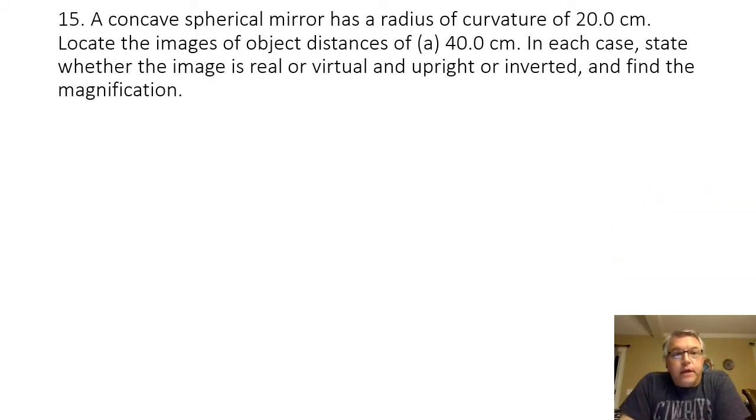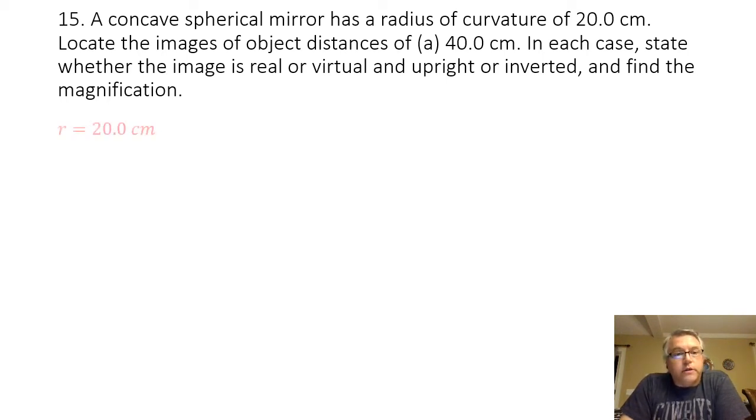Problem 15. A concave spherical mirror has a radius of curvature of 20.0 centimeters. Locate the images of objects distances of, the first one is 40 centimeters away. In each case, state whether the image is real or virtual, and upright or inverted, and find the magnification.